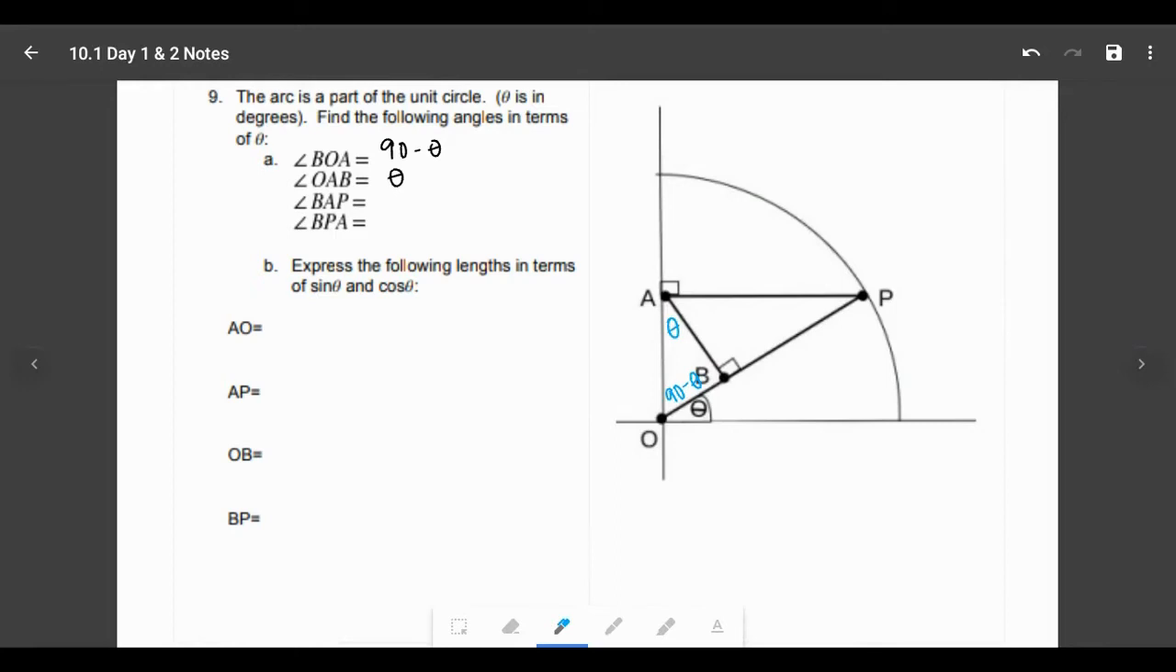Next angle we're looking for is angle BAP. So angle BAP is this guy over here. And again, this angle plus the angle that we just found, angle OAB, should add up to 90 degrees. And so if that one angle is theta, then the second one should be 90 minus theta. And we'll go ahead and label that one as well.